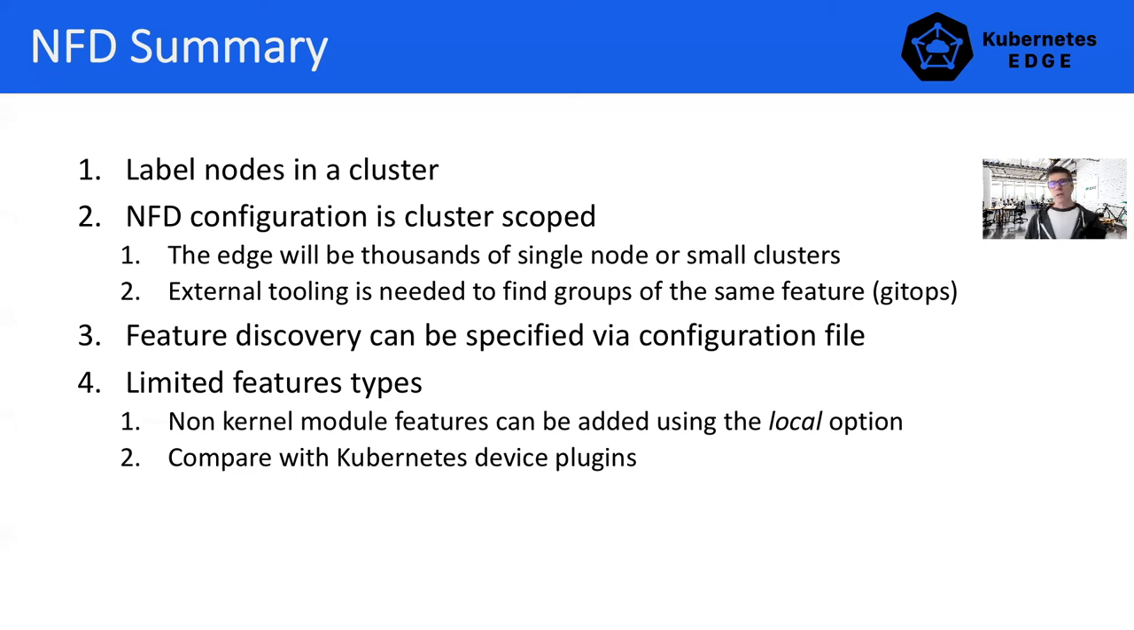At some point, it might make sense to use Kubernetes device plugins instead of the local feature type. That will depend on what's available. If there is an existing device plugin and it's not something that can be discovered with Node Feature Discovery, it may make sense to use the device plugin instead. That has to be seen on a case-by-case basis.